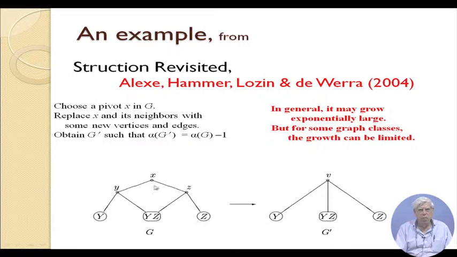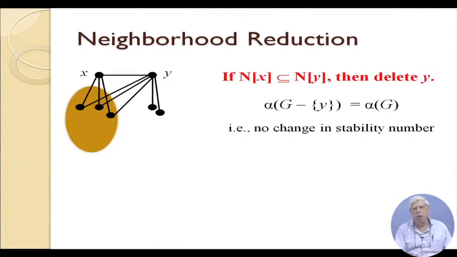All this is supposed to represent is that you take a vertex, you look at its neighborhood, and you do a kind of replacement and fill in some edges here. And although this could have exponential growth, for some classes, that growth tends to be not exponential, and then you get a polynomial time algorithm.